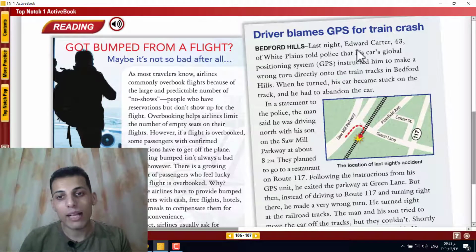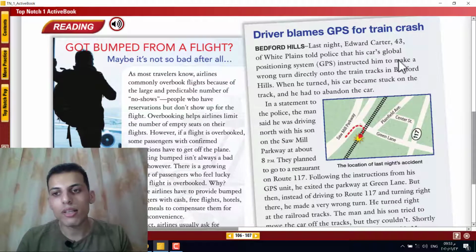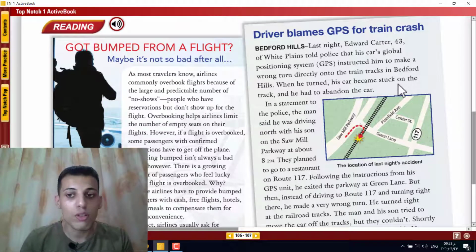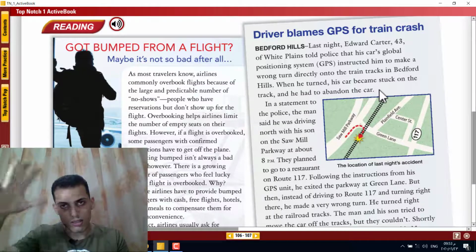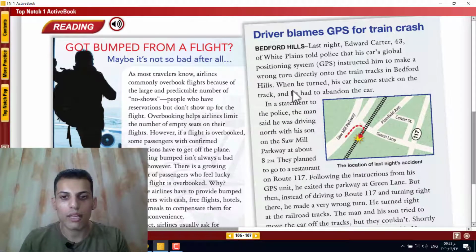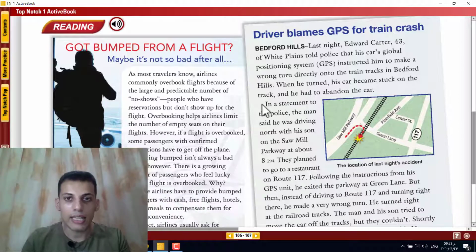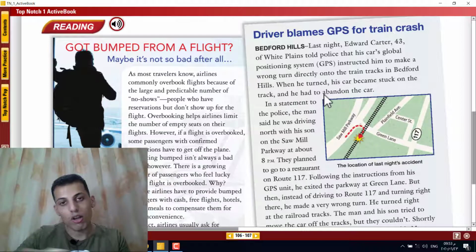Alright, so Bedford Hills last night, Edward Carter, 43, of White Plains, told police that his car's global positioning system, GPS, instructed him to make a wrong turn directly onto the train tracks. He was forced to take that wrong turn in Bedford Hills. When he turned, his car became stuck on the railroad track, and he had to abandon the car.